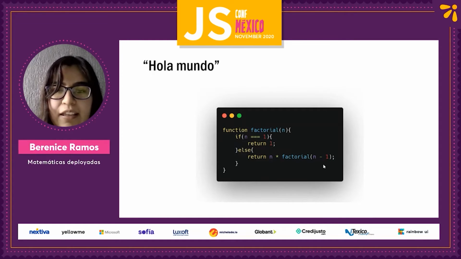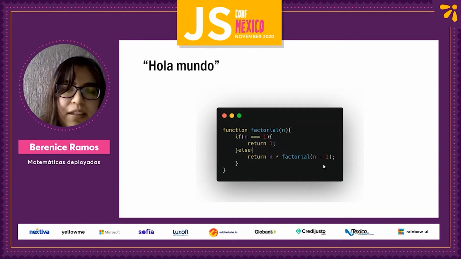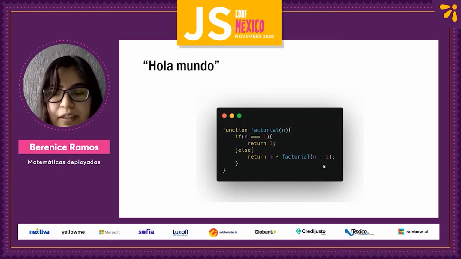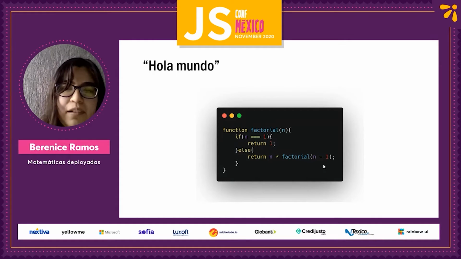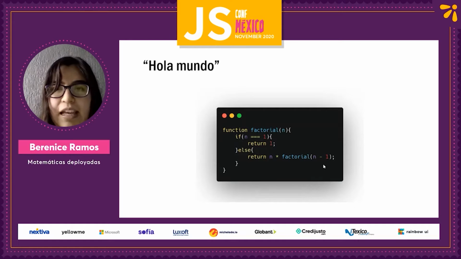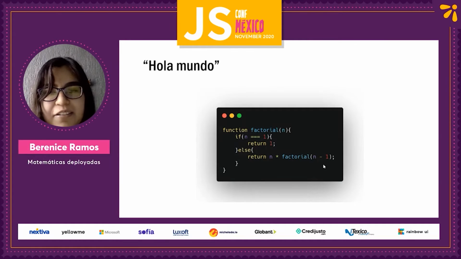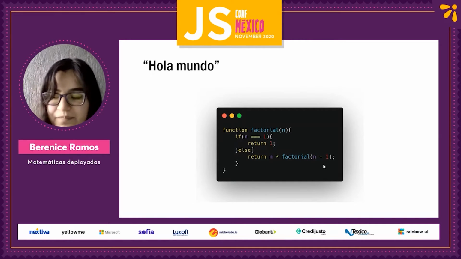So for example, if n equals 5, that is going to check that it is different from 1, and then it's going to multiply 5 by 4, and at that time it's going to call the function again, and that number 4 that we have is going to go through the function again, and successively that is going to end up in the base case, that is number 1.